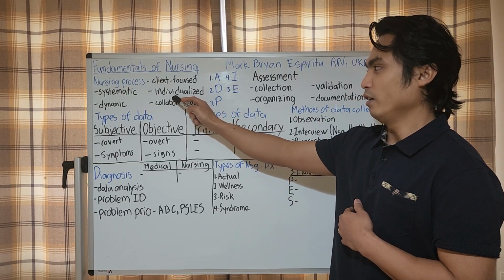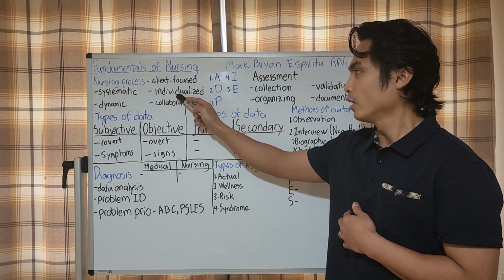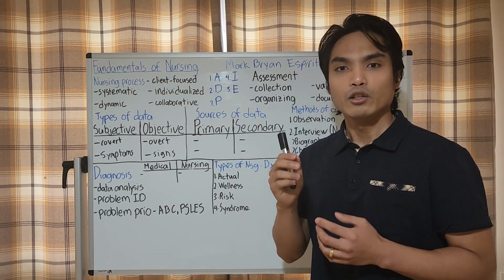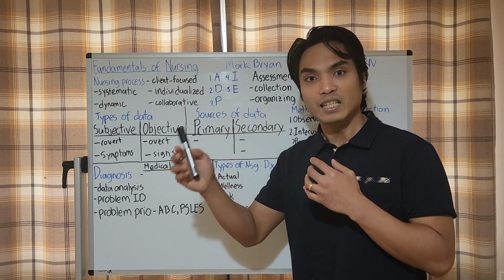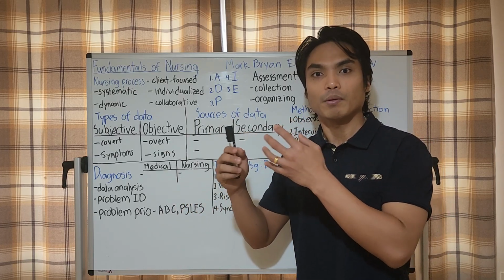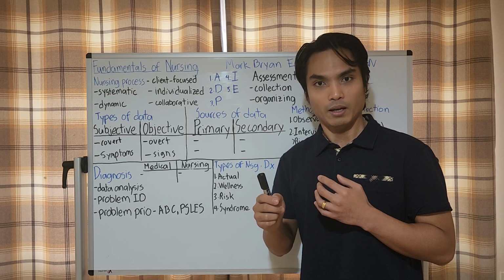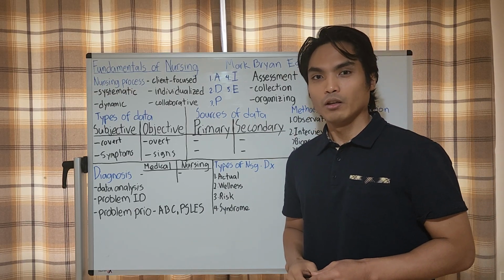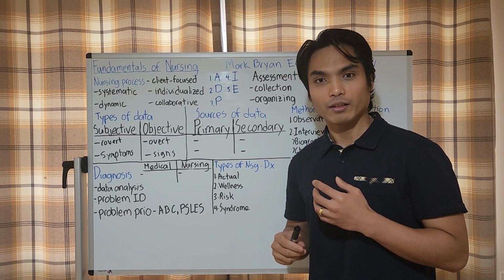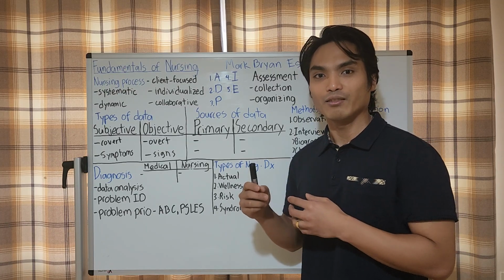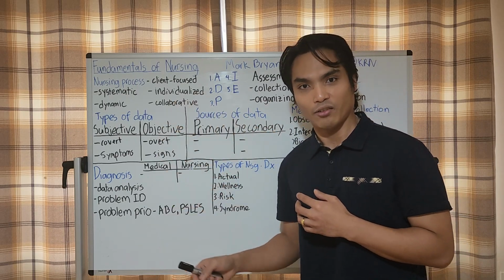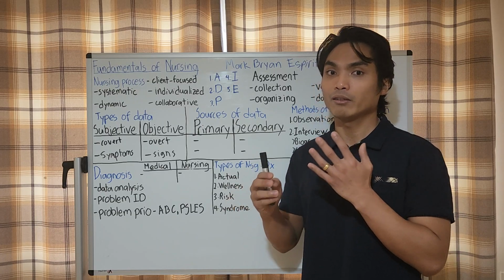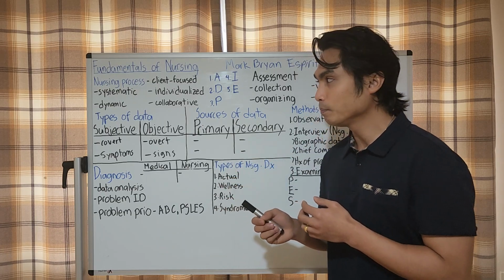We change, we modify it, isn't it? Next is individualized. This is the most important characteristic of your nursing process. Individualized means you incorporate the client's needs, the client's health beliefs, and practices into the nursing care plan. For example, the client doesn't eat pork. So your nursing responsibility is to liaise with the dietitian or the kitchen staff so that she won't have any pork on her meal.